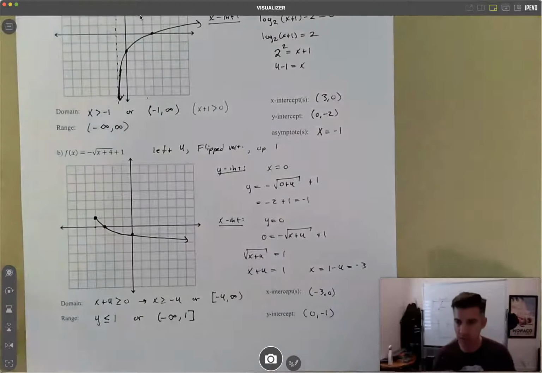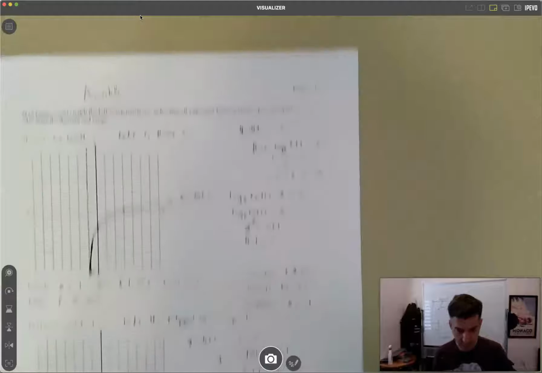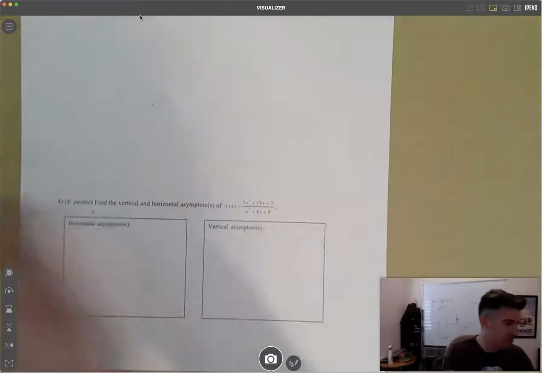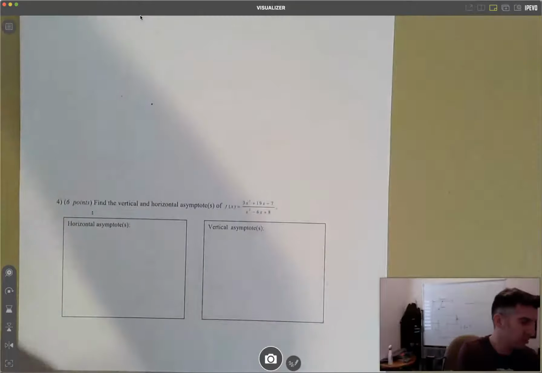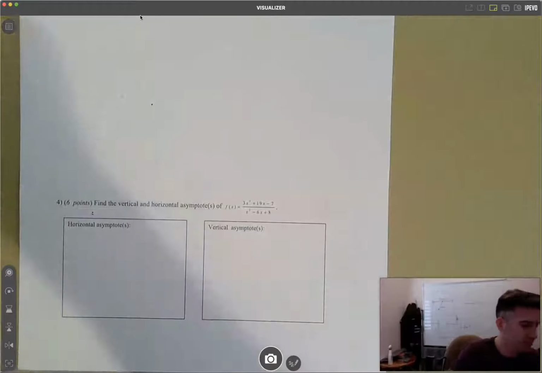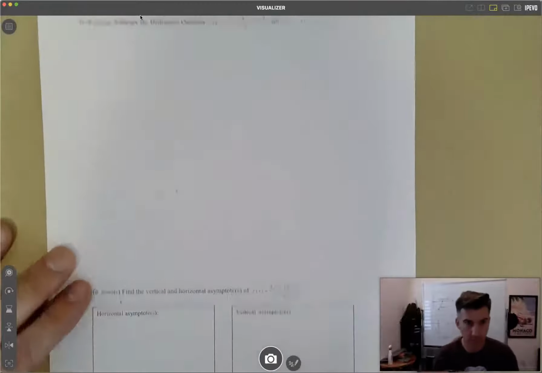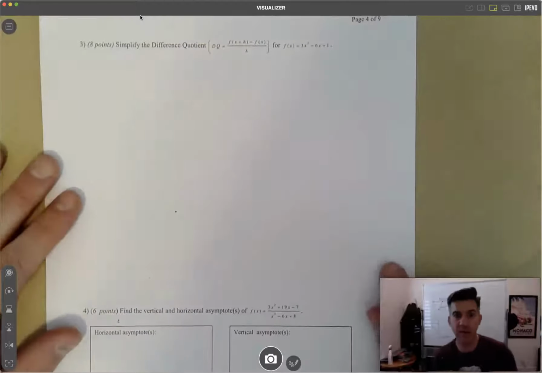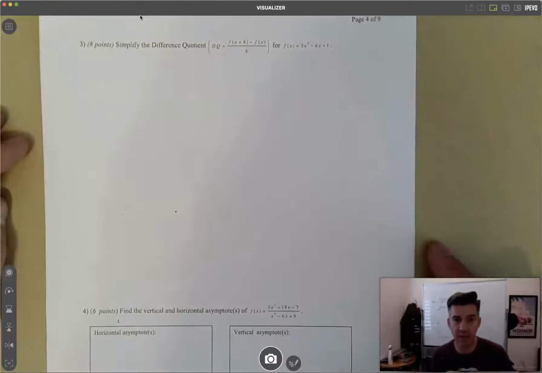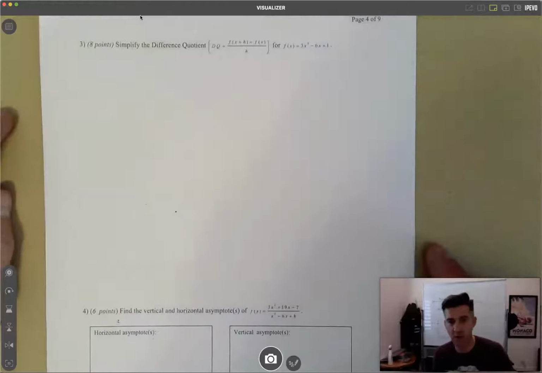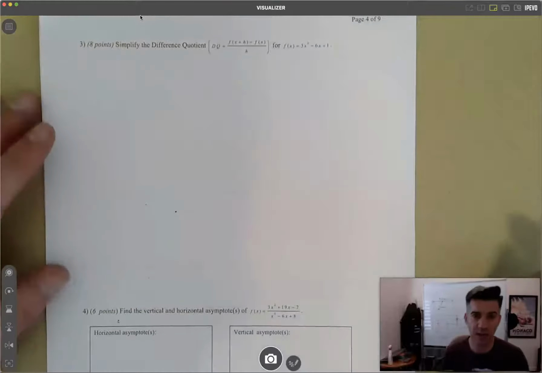All right, let's look at the next one. Simplify the difference quotient (f(x+h) - f(x))/h for the function f(x) = 3x^2 - 6x + 1.